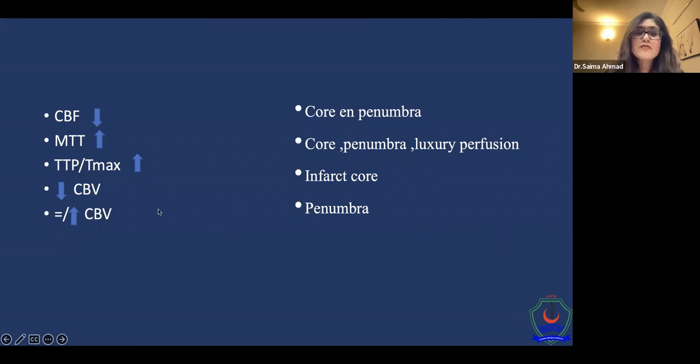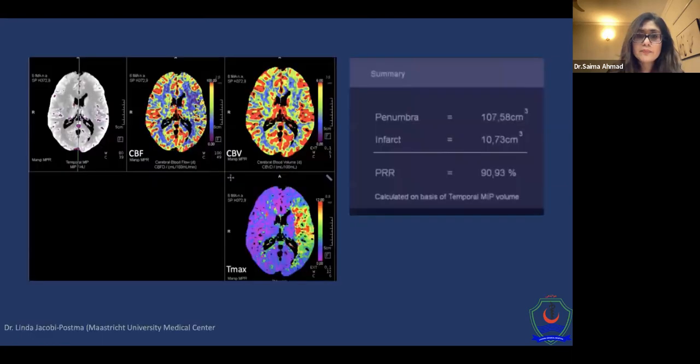Cerebral blood flow is reduced in both the core and the penumbra. Cerebral blood volume is reduced in the infarct core, but it is either normal or slightly increased in the penumbra. And then mean transit time is obviously raised in both the core and the penumbra, and the ratio is also higher in the infarct core.